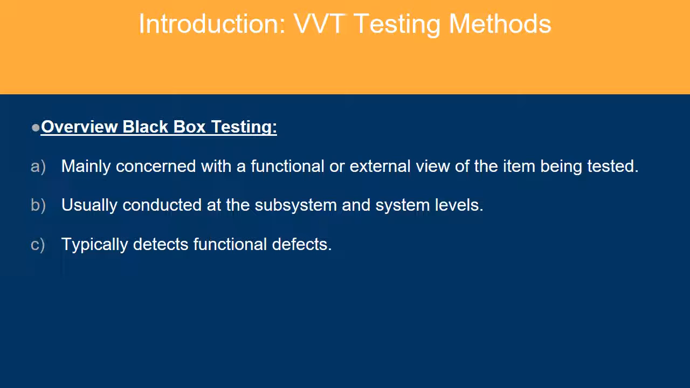On the other hand, black box testing is a counterpart of white box systems testing. Black box systems testing, contrary to white box system testing, is mainly concerned with a functional or external view of the item being tested. It is usually conducted at the subsystem and system levels, and it typically detects functional defects. Black box systems testing is usually involved with the testing from an external and end user perspective.